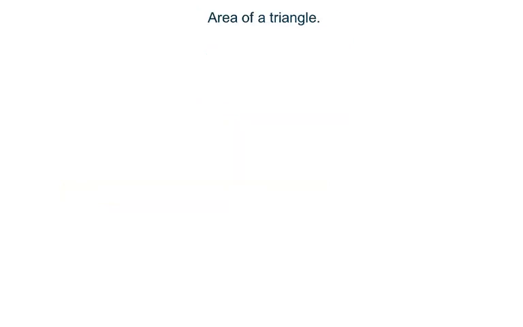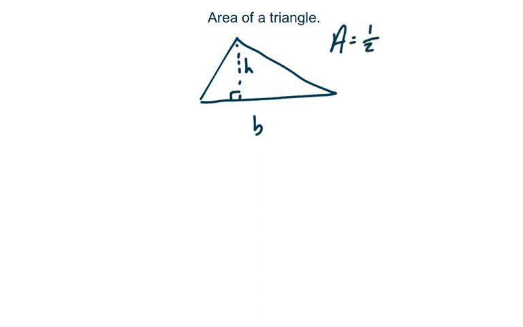Area of a triangle. So the formula that we're going to use coming from the text. Again, the height must be perpendicular to the base, and wherever that perpendicular is formed is how you know you have the base. So we have height and base, the formula being 1/2 base times height.